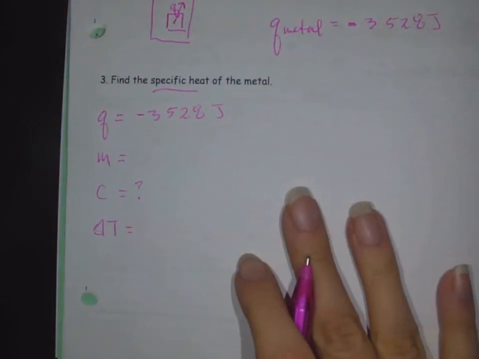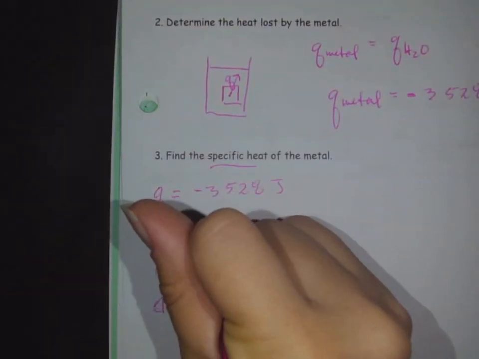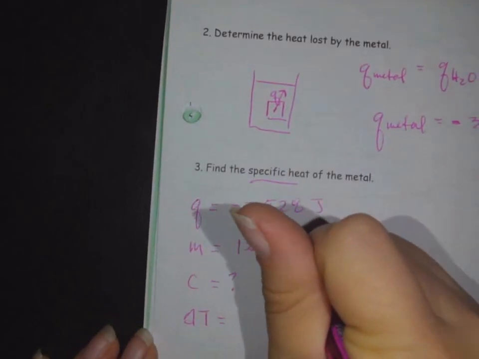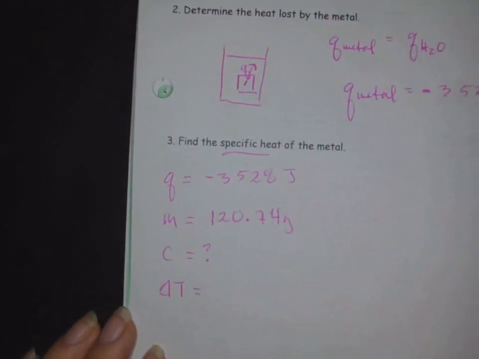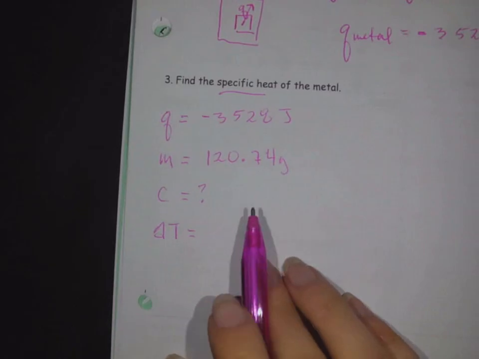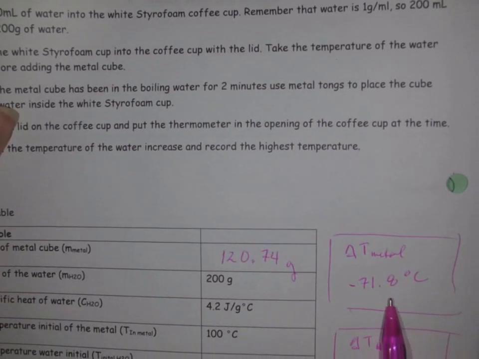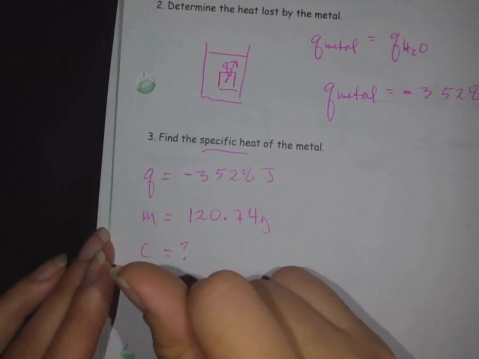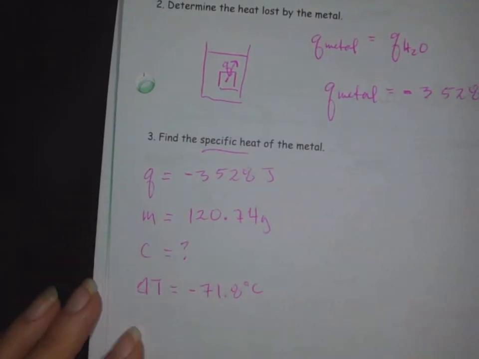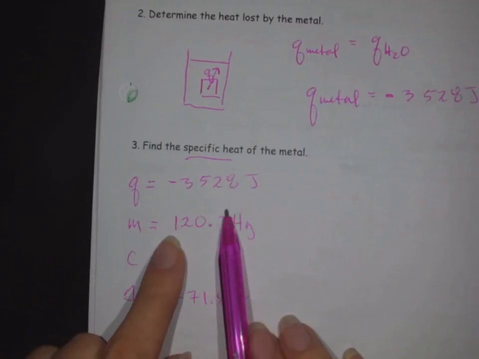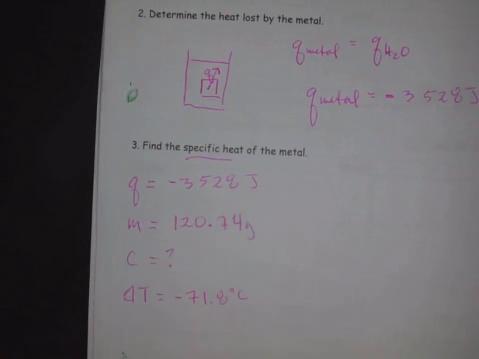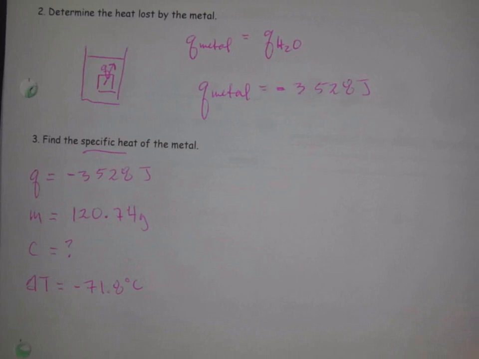We know that the mass of the metal, which from our data table, my data table said 120.74 grams. We're solving for the specific heat, and then the change in temperature, again, we got that delta T of the metal, so negative 71.8 degrees Celsius. So really all of these numbers could be different for your values depending on what you had and which cube you were given.